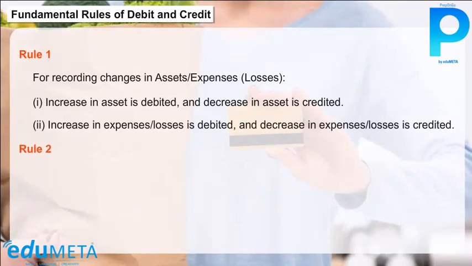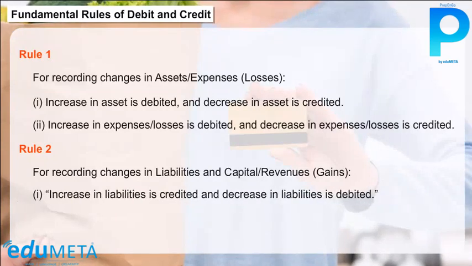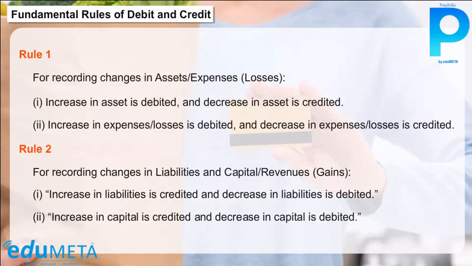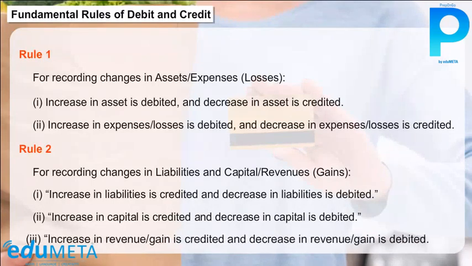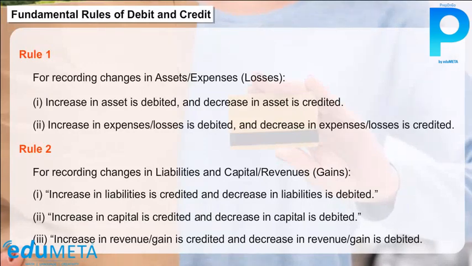Rule 2. For recording changes in liabilities and capital or revenues gains, 1. Increase in liabilities is credited and decrease in liabilities is debited. 2. Increase in capital is credited and decrease in capital is debited. 3. Increase in revenue or gain is credited and decrease in revenue or gain is debited.